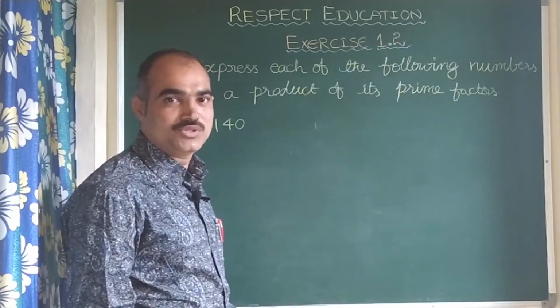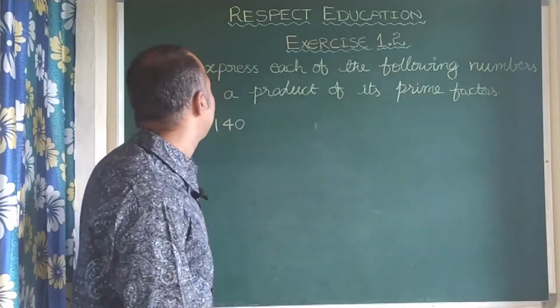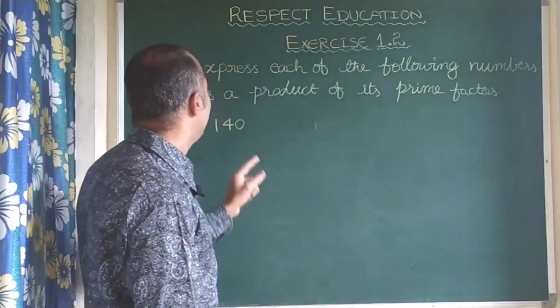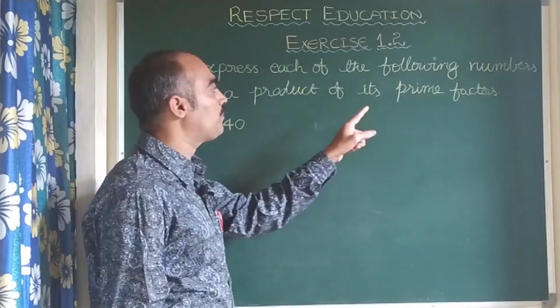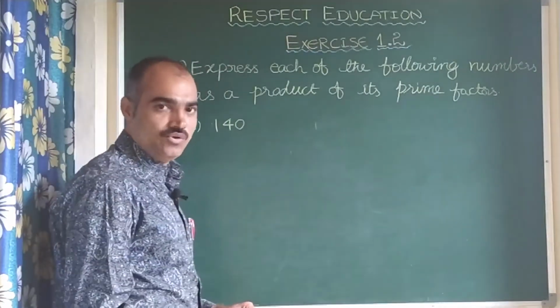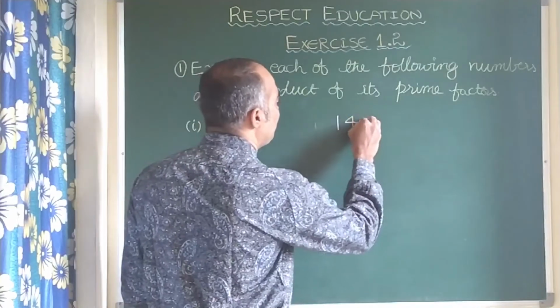Today we are going to solve exercise 1.2. In that, let us see the first question. Express each of the following numbers as a product of its prime factors. In this, the first bit is 140. So let's consider 140.